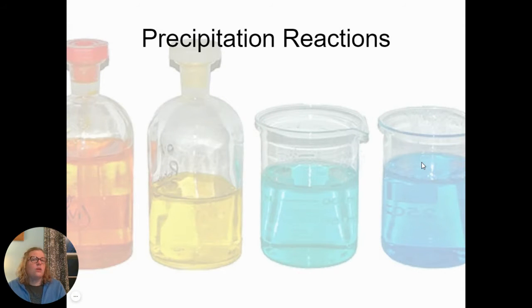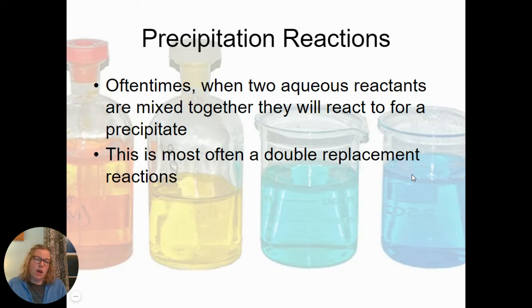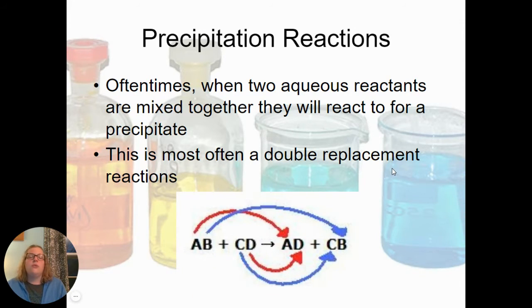Okay, so those are your rules. What we have to do is we have to be able to look at a chemical reaction and predict what's going to happen when we mix 2 things together. So when we have those 2 things mixed together, potentially you could get what's called a precipitation reaction. If you recall, a precipitate is the solid that is generated from 2 chemicals reacting together. And most often when we talk about precipitation reactions, they are going to be double replacement reactions, which we talked about in regular chemistry.